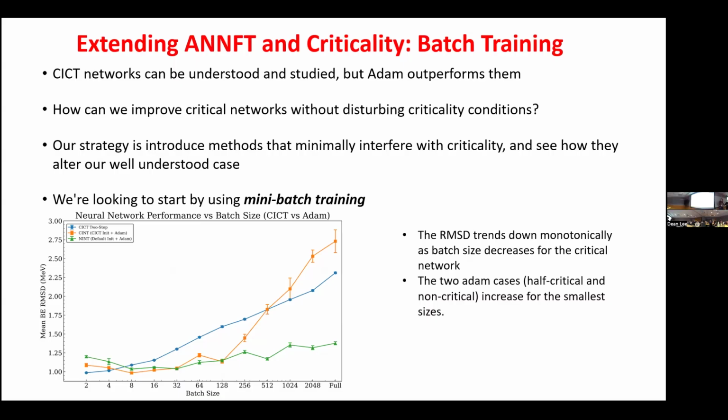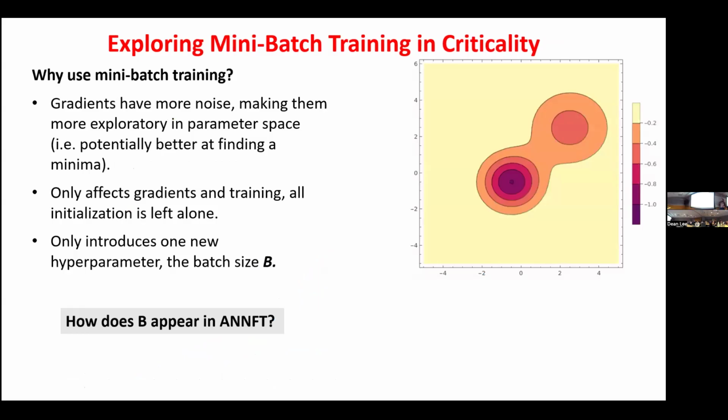Oh, thank you. Great. So this is nice because it means we have found an empirical way to outdo an Adam optimizer with our critical networks. And so we want to try to understand mini batching, and then try to figure out how to fit it into our field theory picture.